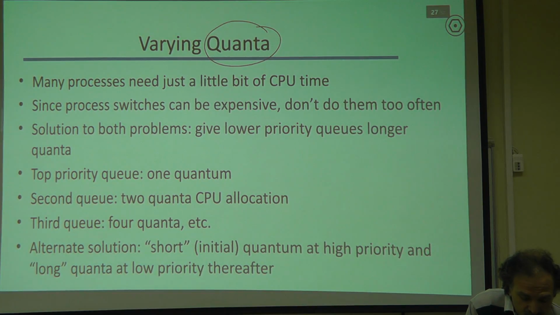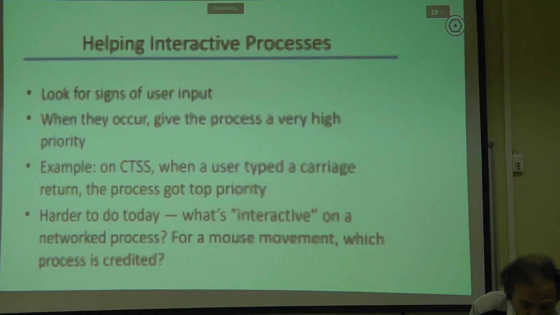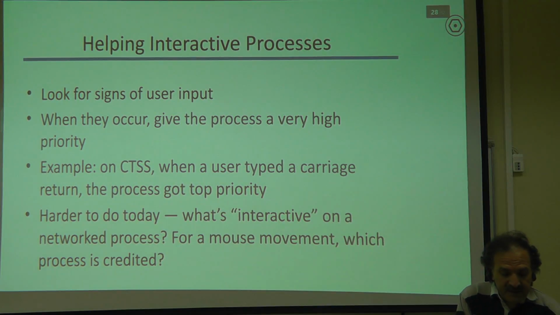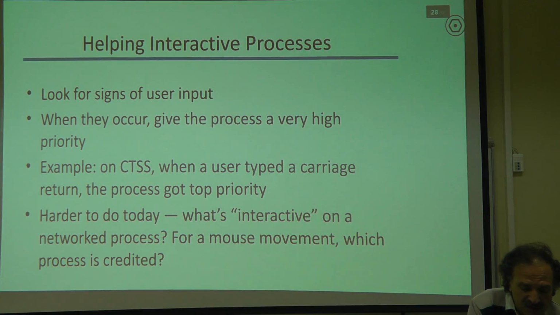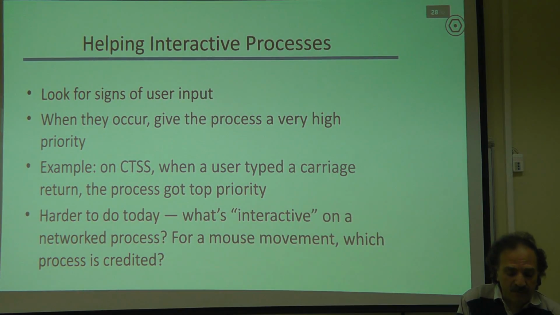Alternative solution: short quantum at high priority and long quanta at low priority thereafter. You can change the quantum time for the processes. Any questions? Then I will continue. Remember the problem with the longer quantum times is that it takes more time to get the CPU with the longer quantum times. For the interactive processes, it's a problem. So if the process is an interactive process, then keep the priorities higher. That's what we can do.